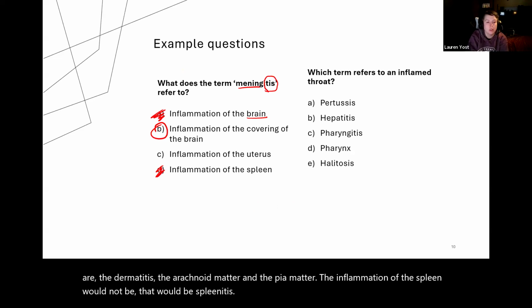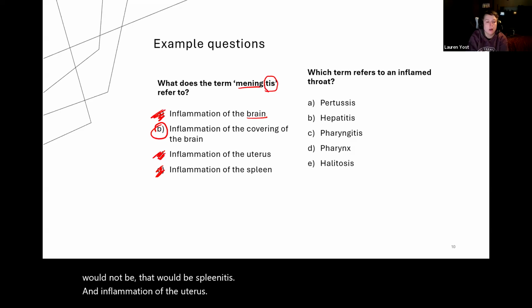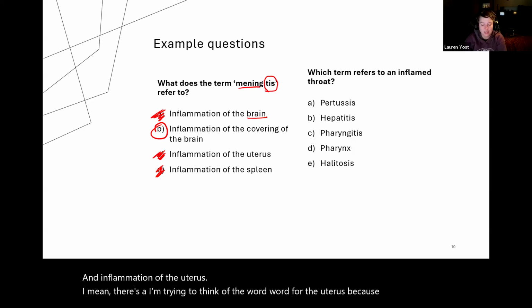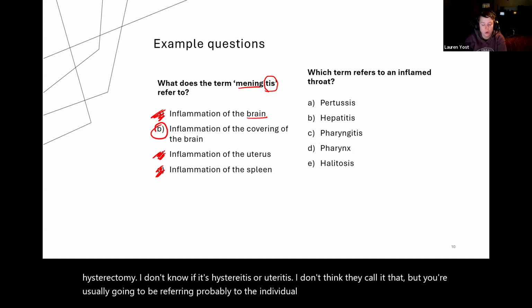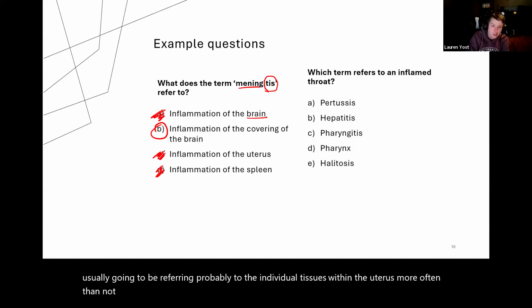And inflammation of the uterus. I'm trying to think of the word for the uterus. We have hysterectomy. I don't know if it's hysteritis or uteritis. I don't think they call it that. But you're usually going to be referring to the individual tissues within the uterus more often than not. But yes, so meningitis, inflammation of the meninges.